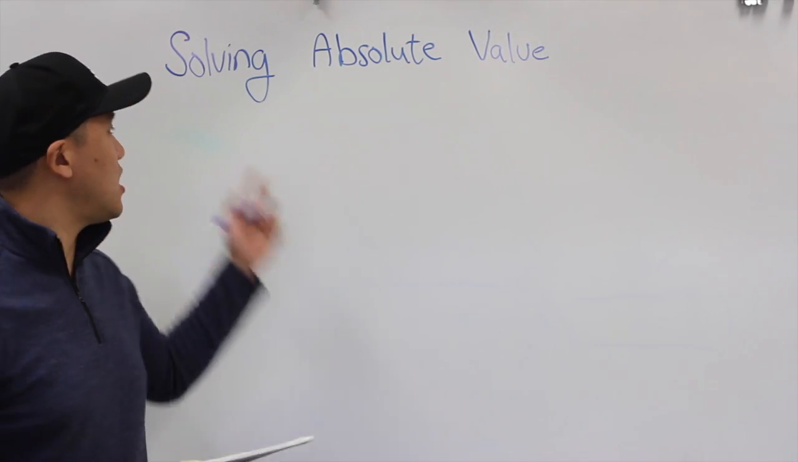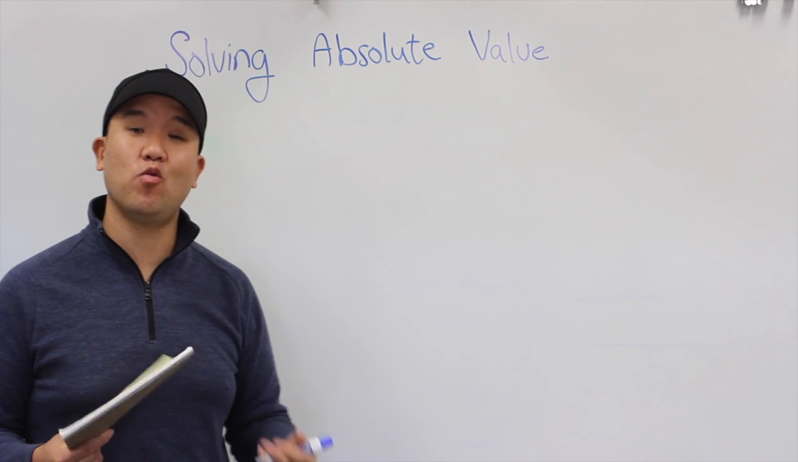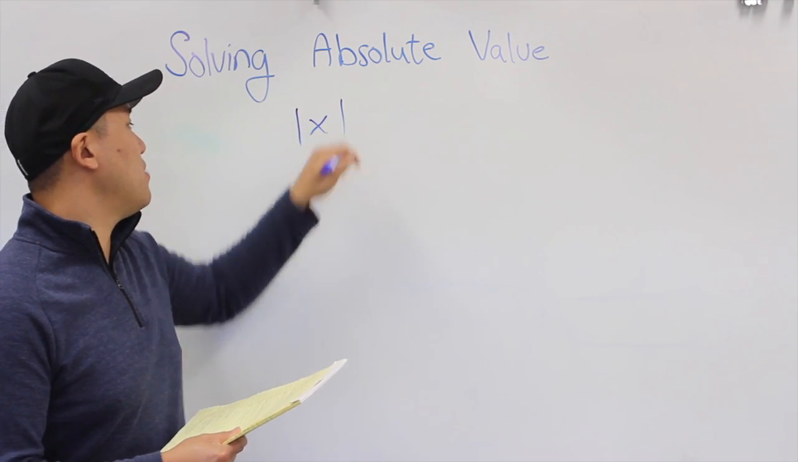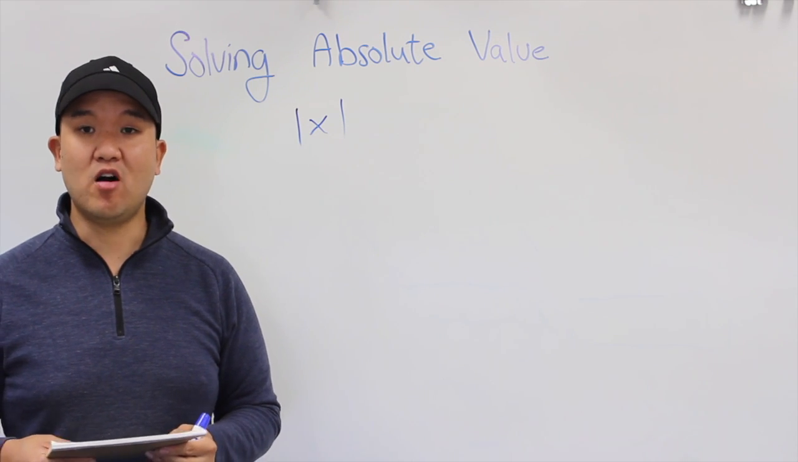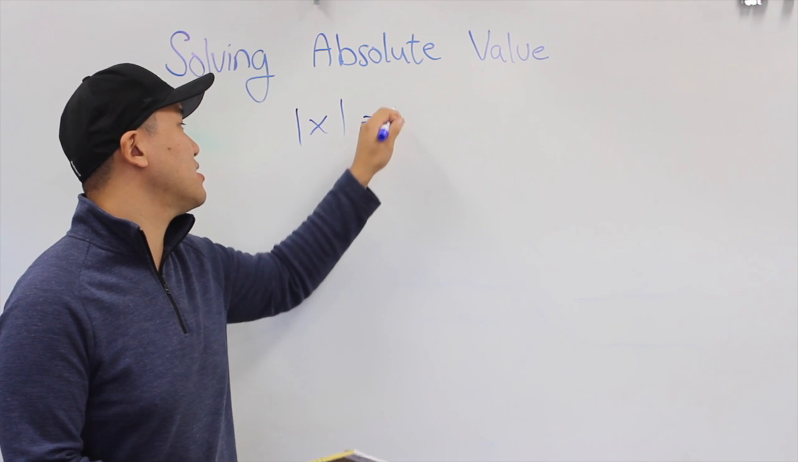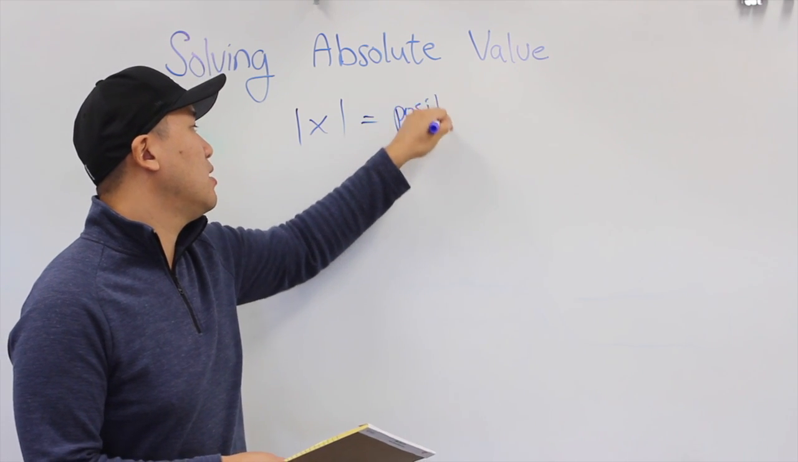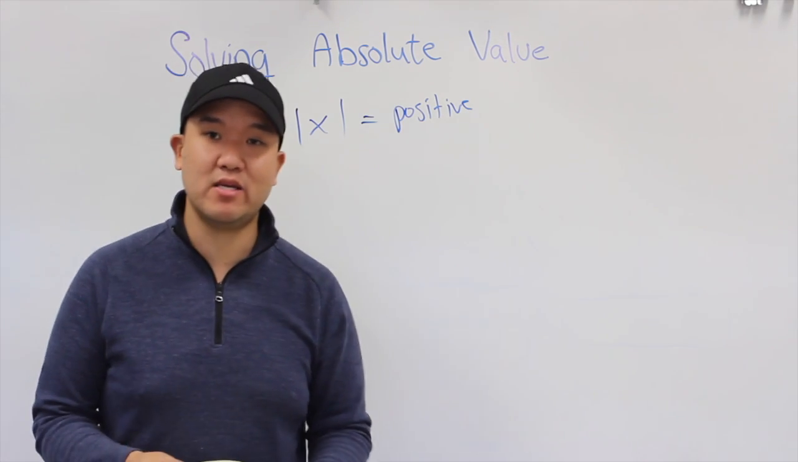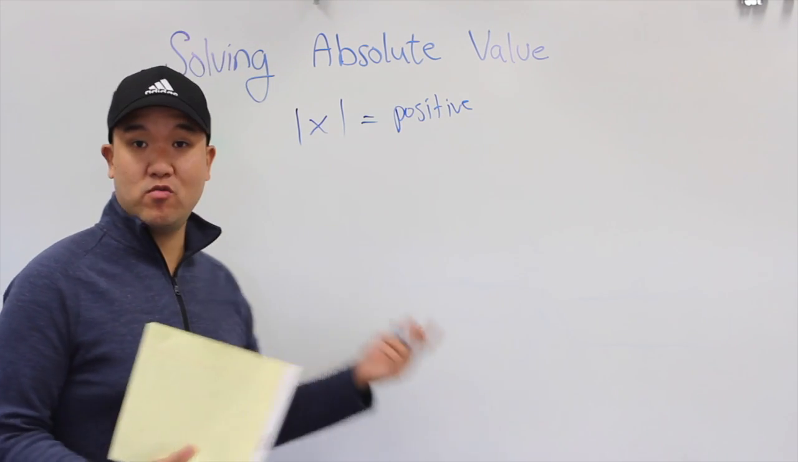Today we're going to talk about solving absolute value. So what is absolute value? A lot of kids know absolute value just represents that, and all they know is that whatever number you plug in for x, it turns to positive. But the question is why? Why does it turn positive? So what's the reasoning behind it?